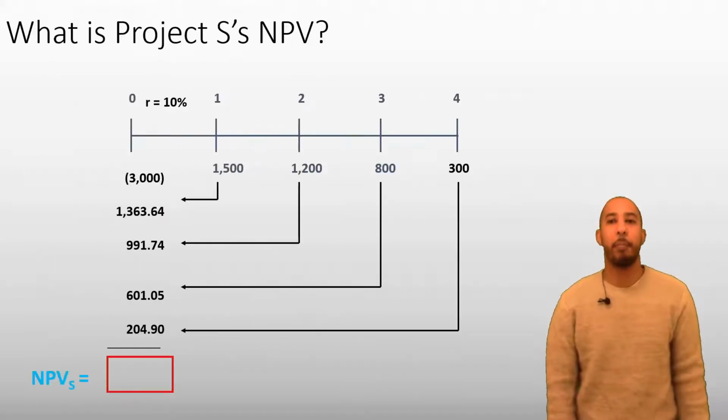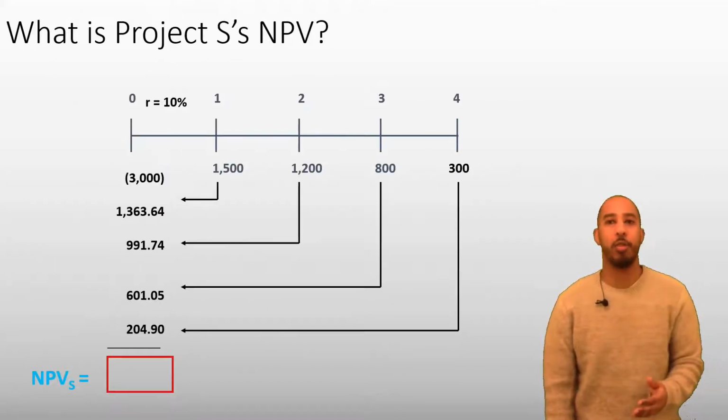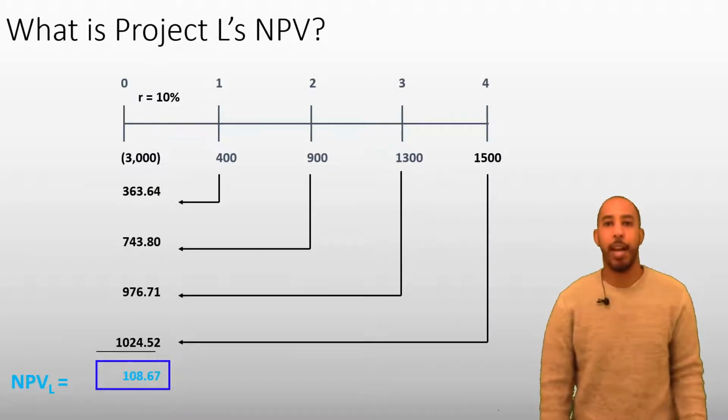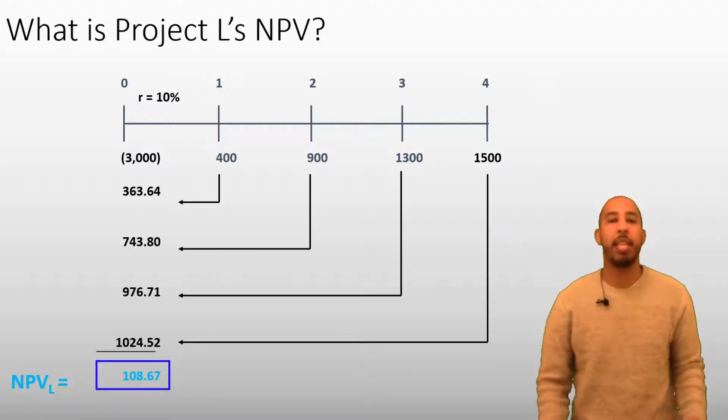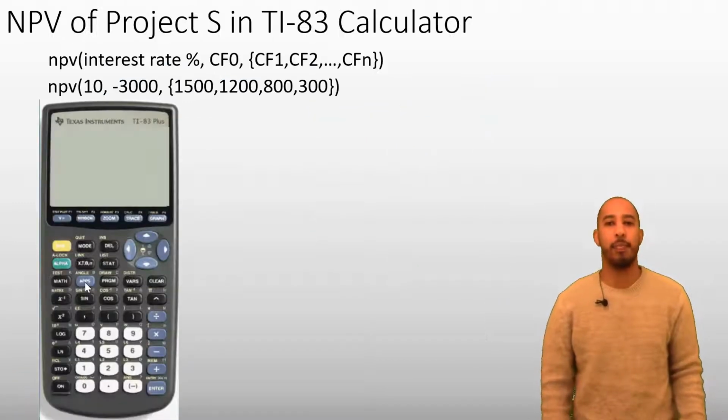To find the NPV of project S, we could put all of its cash flows on a timeline and find the present value of each one and finally add them together. Doing that gives us an NPV for project S of $161. We can do the same for project L. We find out that it has an NPV of $108. It's possible to do these computations by hand, but it can get pretty tedious, especially if you're dealing with numerous cash flows. So we can use a calculator or Excel to do the heavy lifting for us.